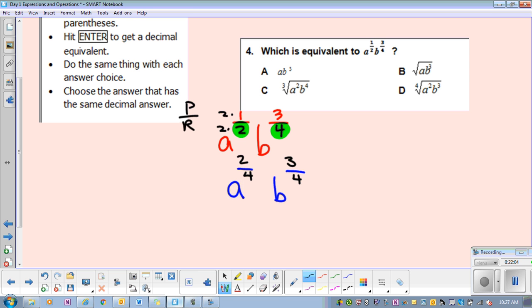So if you do the power over root and change it back, which one is it? A, B, C, or D? C, but look, the root is 3 for that one. Oh, D. All right. Any questions about that one?